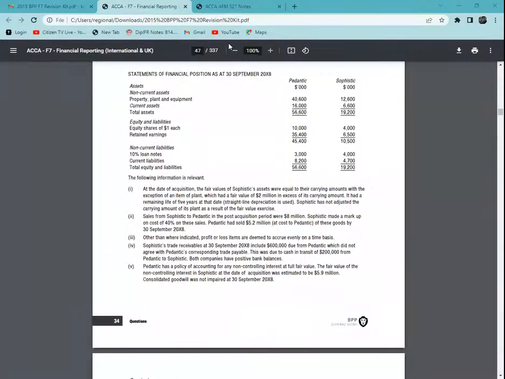In the notes, note number 1, we are picking only things that will affect our statement of financial position, things that will only affect our balance sheet. We are told, note number 1, at the date of acquisition, the fair values of Sophistic's assets were equal to their carrying amounts, with the exception of an item of plant, which had a fair value of 2,000 in excess of its carrying amount.